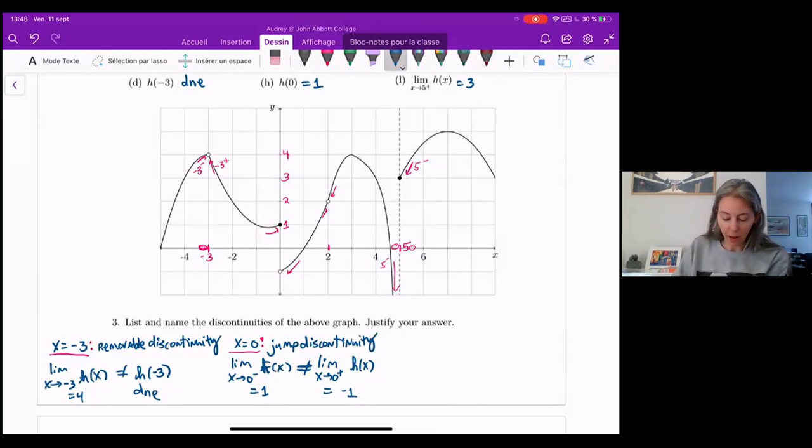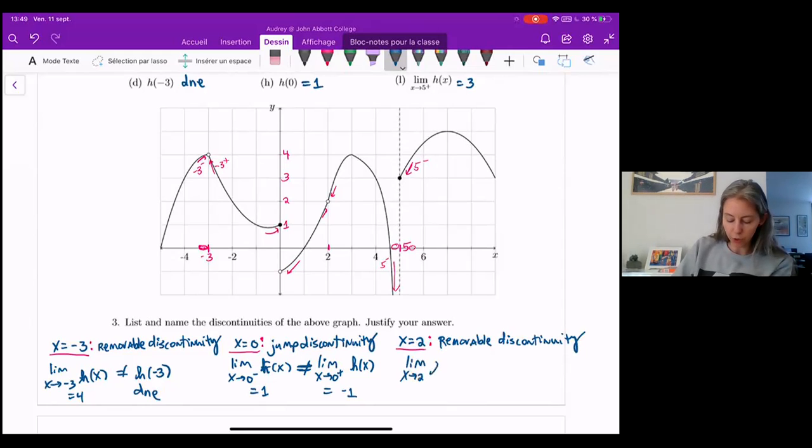Next place I have to pick up my pen is x is equal to 2. And that is, again, a removable discontinuity. For the same reason that x equals -3 was removable. Because if I look at the limit as x approaches 2 of h of x, we said that is equal to 2, which does not equal h of 2, because h of 2 does not exist.